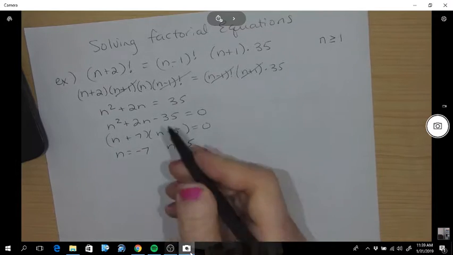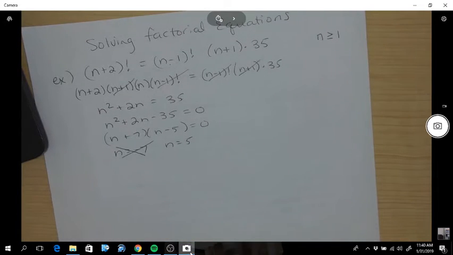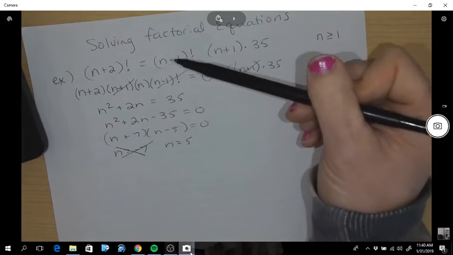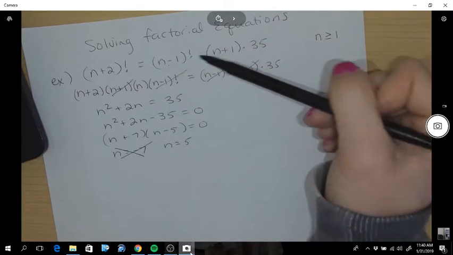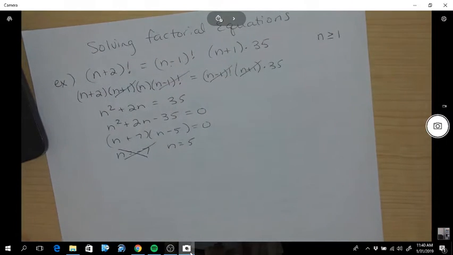Okay, but what do we know? We know that our n cannot be a value of -7 because then that's creating a negative factorial.